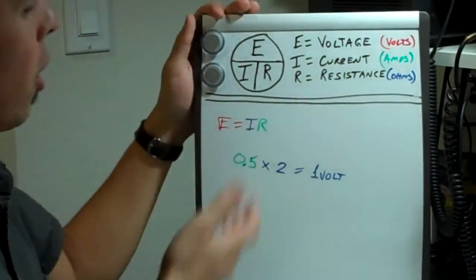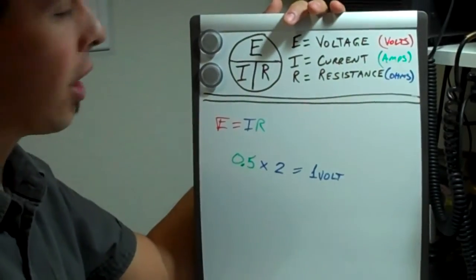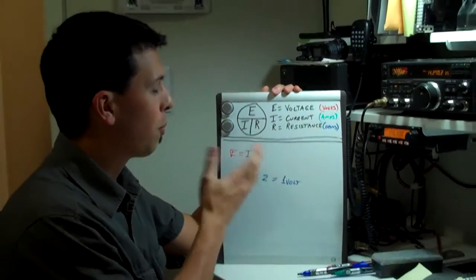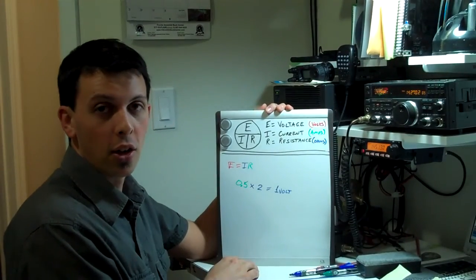So there you go. The equations are pretty simple for what they give you. Hopefully it helps you get an understanding for basic voltage, current, resistance, and how to figure it out.